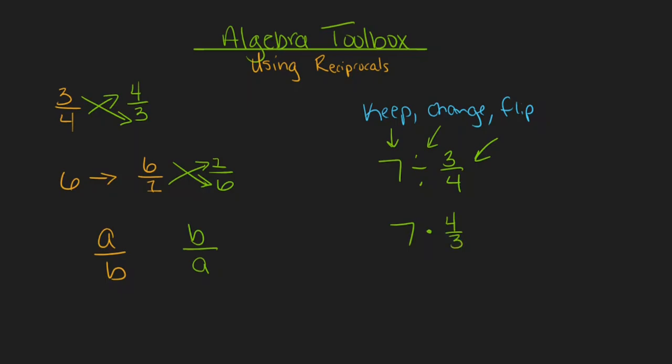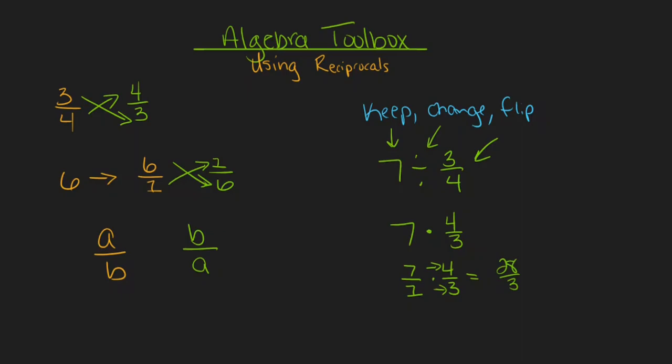Now I'm still dealing with a fraction here, but multiplying with a fraction is a lot nicer than dividing with one. So I'm going to rewrite this as 7 over 1 times 4 over 3, turning that 7 into a fraction so that I can multiply across top by top and bottom by bottom to get our answer of 28/3. So now I know that 7 divided by 3/4 would actually be 28/3. But we were able to work through that problem using multiplication instead of division. This is where reciprocals really come in handy.